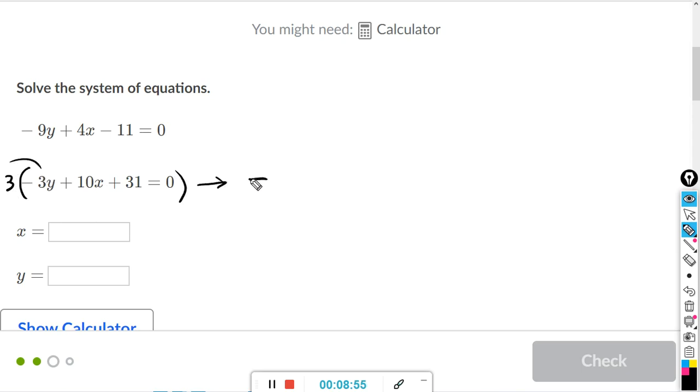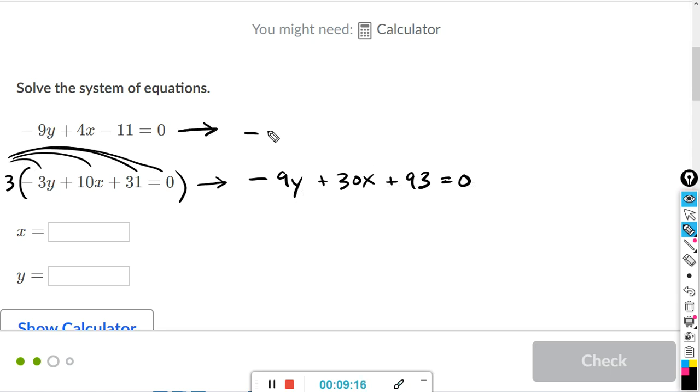So 3 times negative 3y, 3 times positive 10x, and 3 times positive 31. And of course, 3 times 0 is just 0. And rewriting the top one, the coefficients match, negative 9 and negative 9, so I am going to subtract.